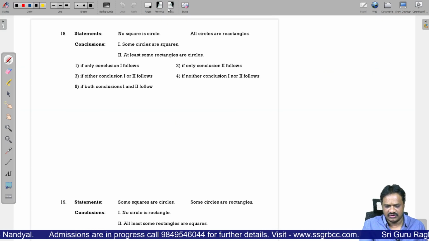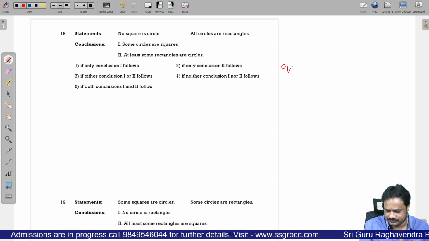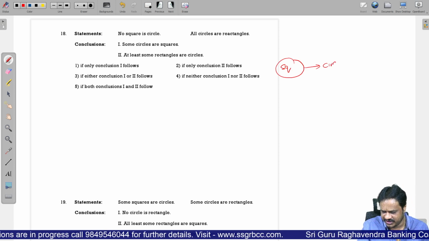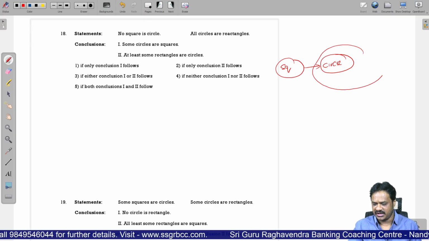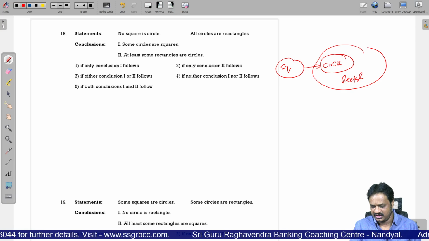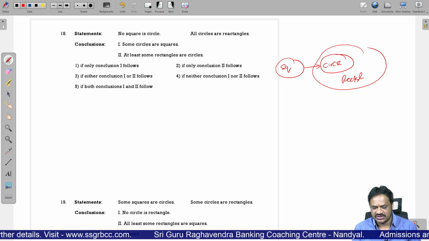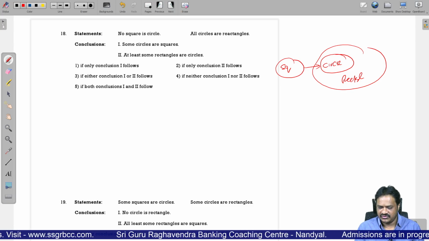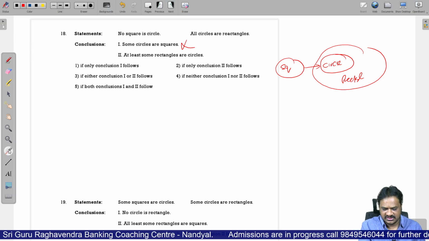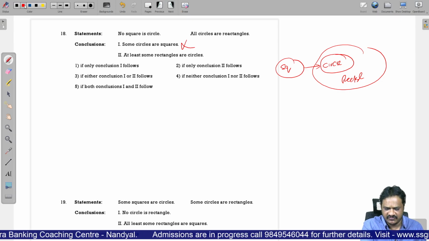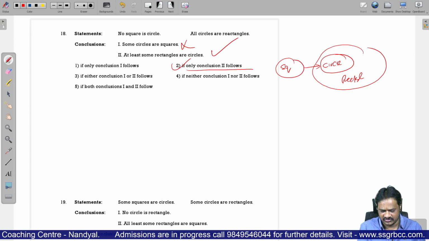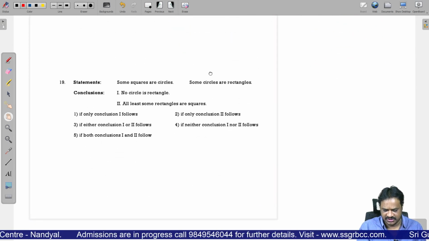18th question. No square is a circle. The next one, all circles are rectangles. First one, some circles are squares. Some circles are squares does not follow in any case. Some rectangles are circles. All circles are rectangles means some rectangles are circles definitely follows. Second one definitely follows.